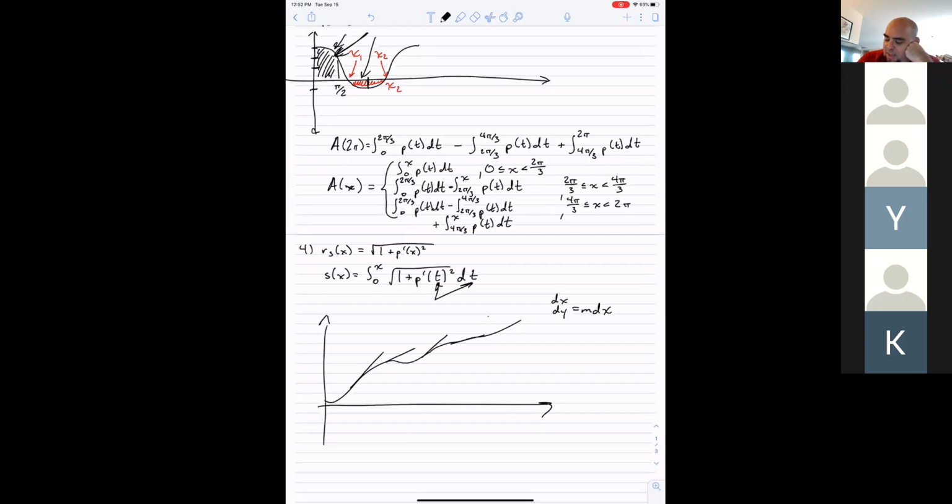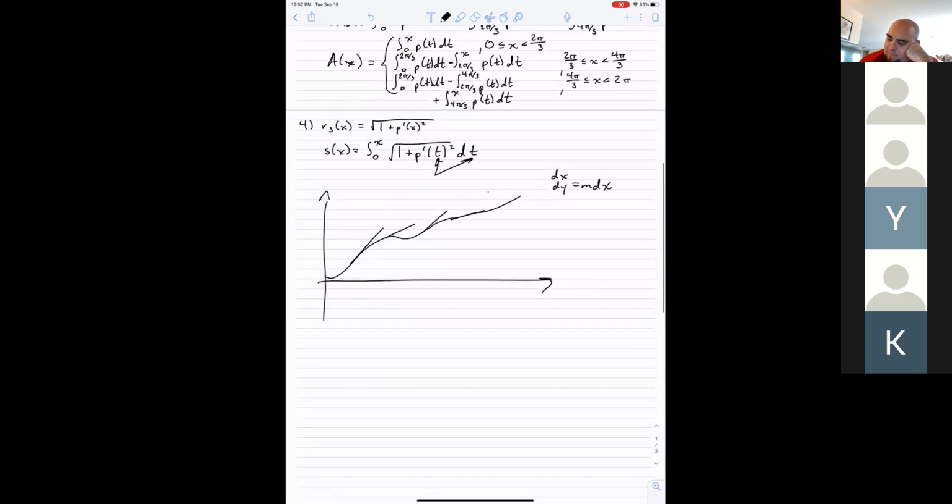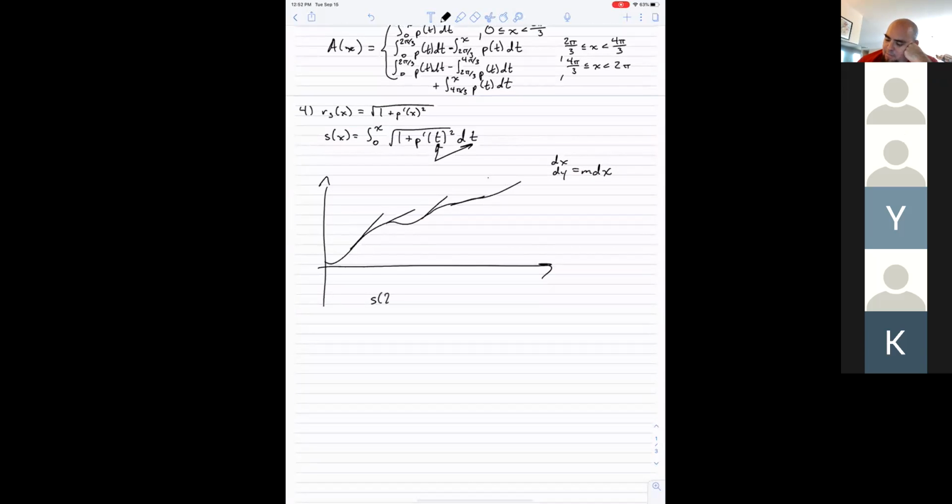Sure. What would you say for that? I would say s of 2 pi minus the difference of s of 4 pi over 3 minus s of 2 pi over 3. So you're just subtracting the difference of the arc length in that interval below the x-axis. Yeah, I agree with that.